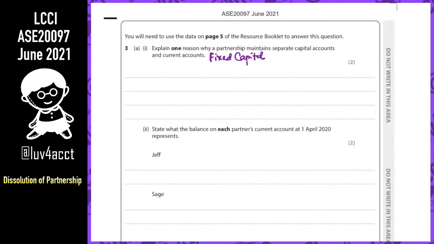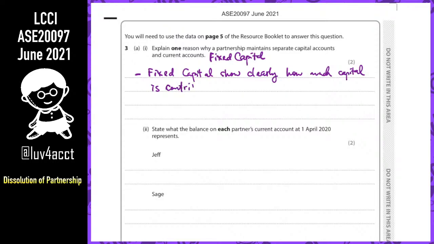So I can say fixed capital show clearly how much capital is contributed by each partner as agreed in the partnership agreement.